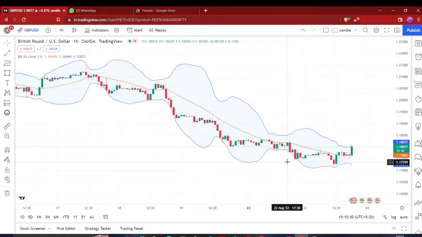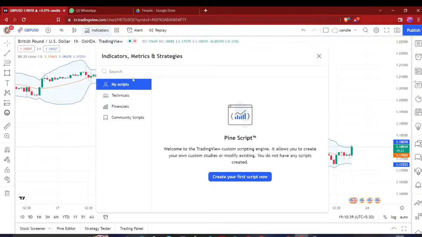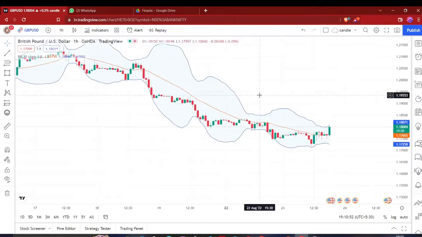So as you can see on the screen, we have the indicator applied. If you don't know how to apply the indicator, all you have to do is go to the indicator section and search for Bollinger Bands. This is the one you want, not this strategy, just Bollinger Bands. When you apply it, this is what it will look like.